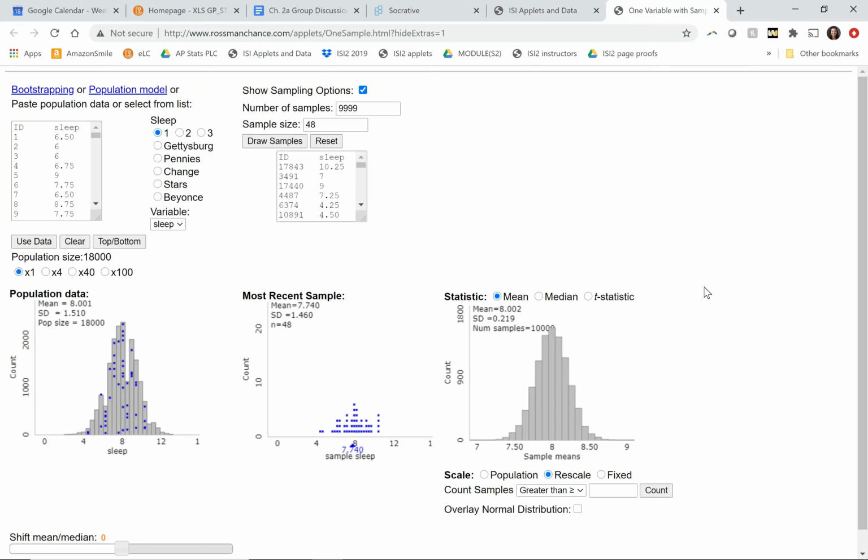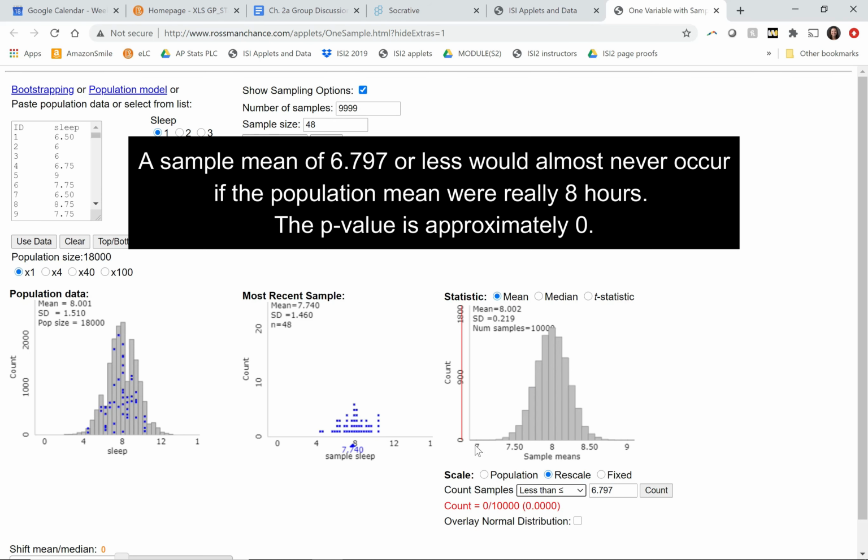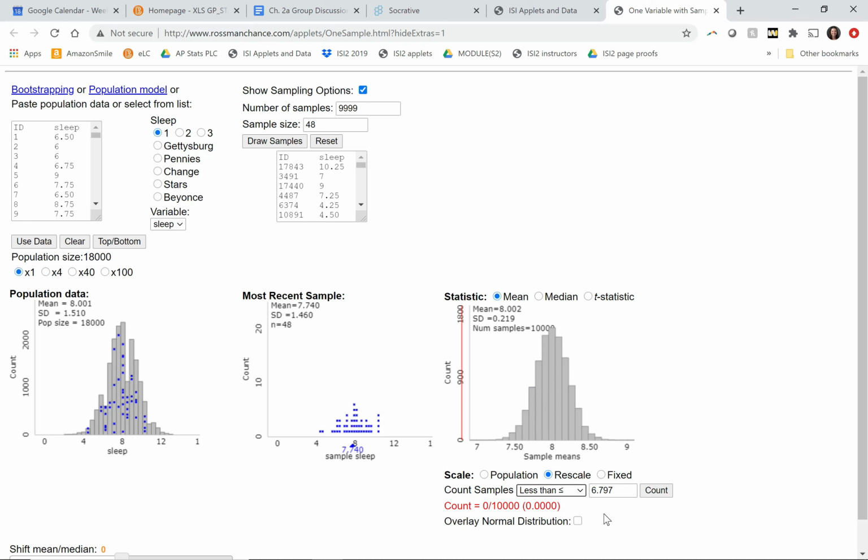And the last question is, does this provide strong evidence? So if we look at our sample value, 6.797, and we count all the ones that are less than that, because we're trying to prove that people get less sleep than recommended, you can see that it almost never happens, right? If you were really taking samples from a population with a mean of 8, getting a sample mean of 6.797 would be extremely unlikely. Out of these 10,000 observations, there weren't any. So this provides very strong evidence that students in 2100H are not getting enough sleep on average.